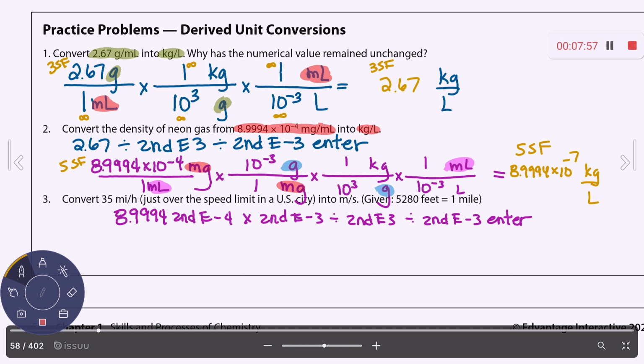Okay. Are we good with this? Makes sense? We had to do a two-step metric conversion from milligrams over to kilograms. So that means I had to go to the base unit first and then the base unit to the other prefix. And then the milliliters to liters was just a one-step conversion. Okay? And then I'm going to show you number three.